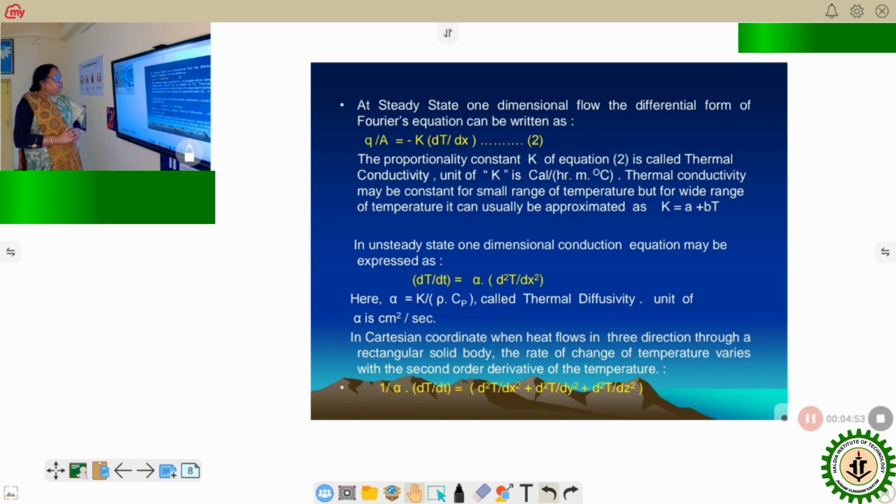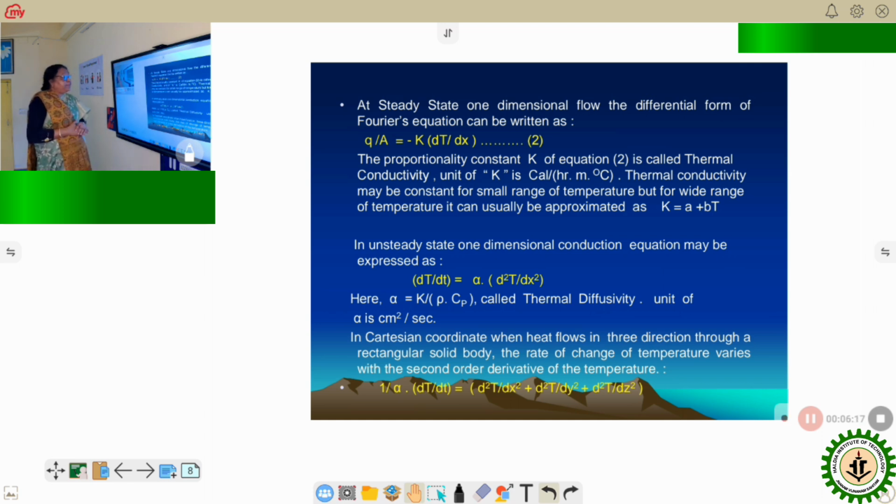So in this one-dimensional steady state condition, as per the Fourier's law, the equation 2 can be written as q by A is equal to minus k into dT by dx, and the proportionality constant k of this equation is called the thermal conductivity, and units of the thermal conductivity k is calorie per hour meter degree centigrade. Thermal conductivity may be constant for the small range of the temperature, but for a wide range of temperature, it can usually be approximated as k is equal to a plus bT, where a and b both are constant.